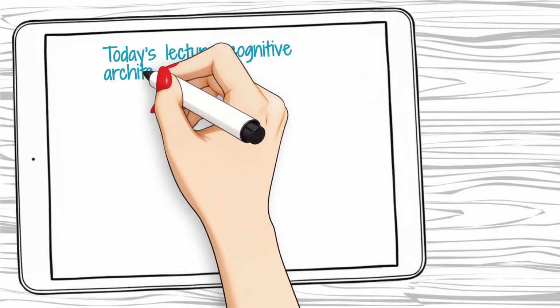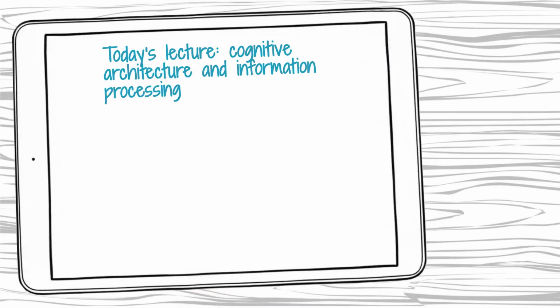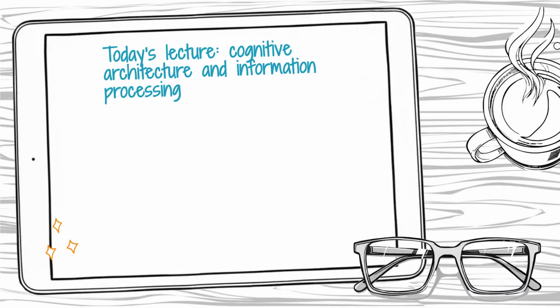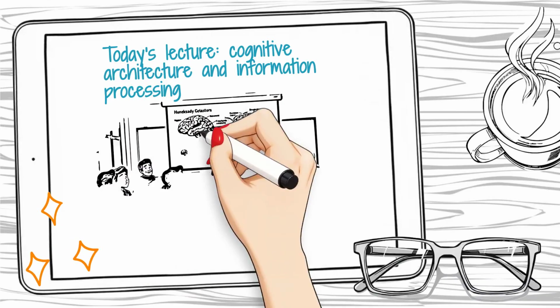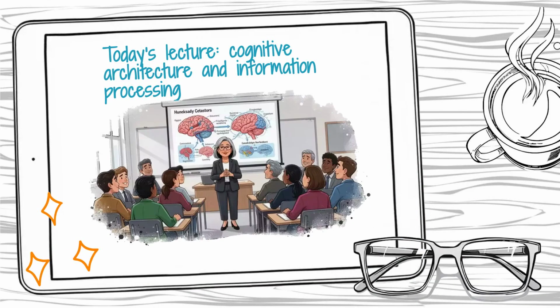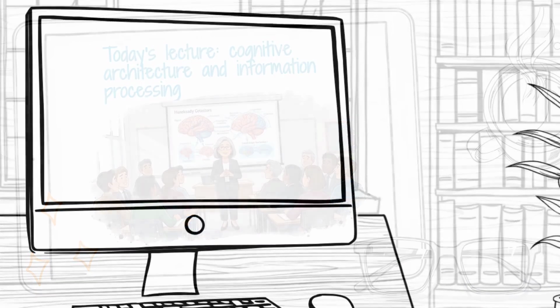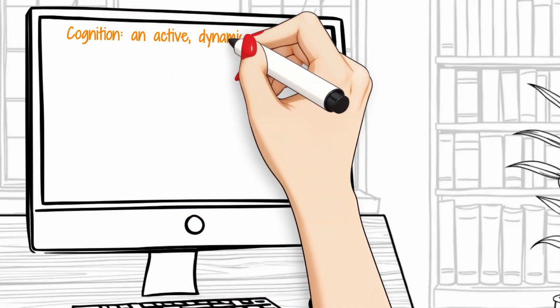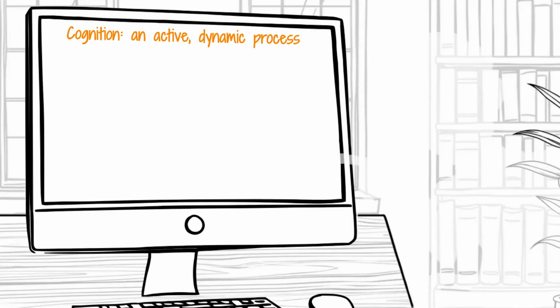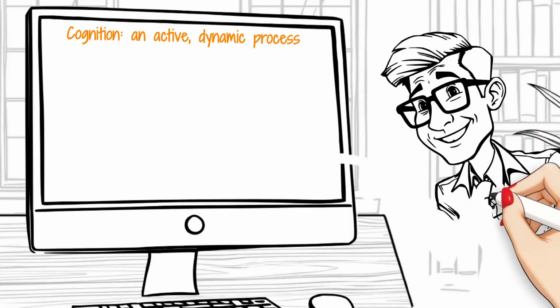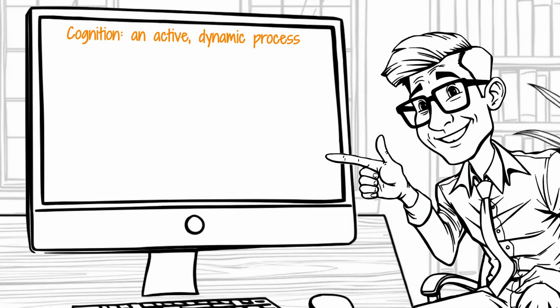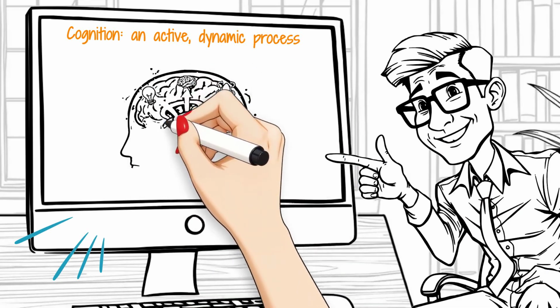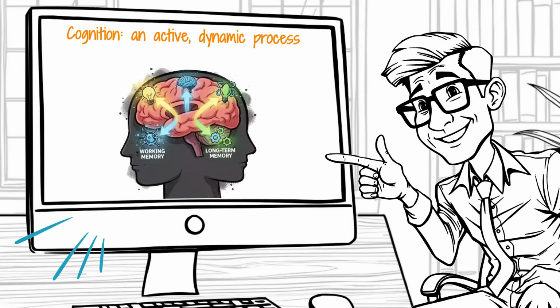Today's lecture examines cognitive architecture and information processing, with a focus on how human cognition shapes learning across the lifespan. In the framework of human development, cognition is not a passive storage system. It is an active, dynamic process in which attention selects information, perception organizes it, working memory manipulates it, and long-term memory preserves it for future use. These systems interact continuously, and their efficiency determines how well learners understand, retain, and apply knowledge.